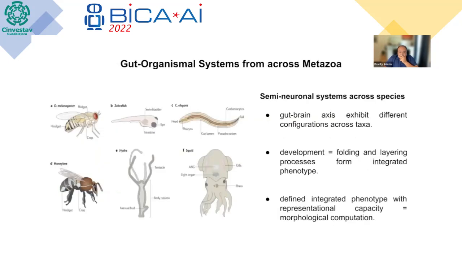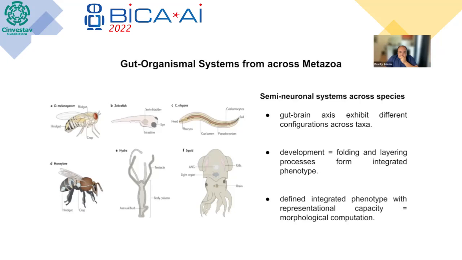So before we get to that, it's important to realize that the gut system, or the gut-brain axis, is present all throughout the tree of life. And as such, it can have a number of different forms and a number of different formulations. So this semi-neuronal system, you see it again and again in different organisms. I mean, it's very diverse and very different in those different systems.